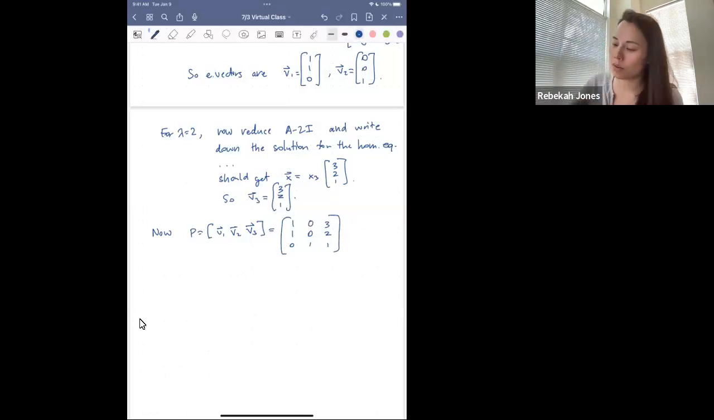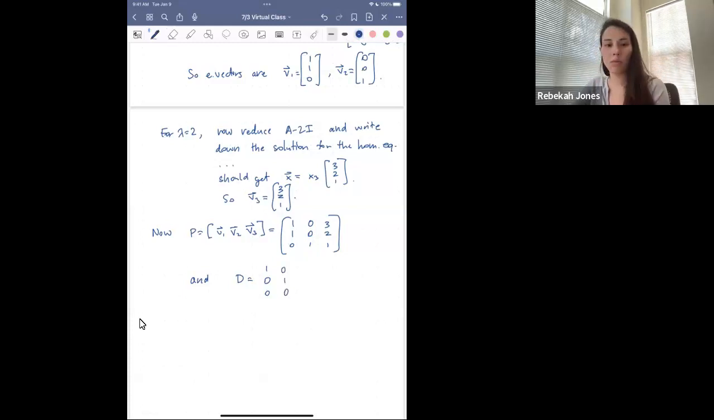And so the corresponding eigenvalues for the first two columns, the eigenvalue was 1. So in our diagonal matrix, the first two diagonal entries are going to be 1. And then the last column corresponded to the eigenvalue 3. So this is our diagonal matrix, right?